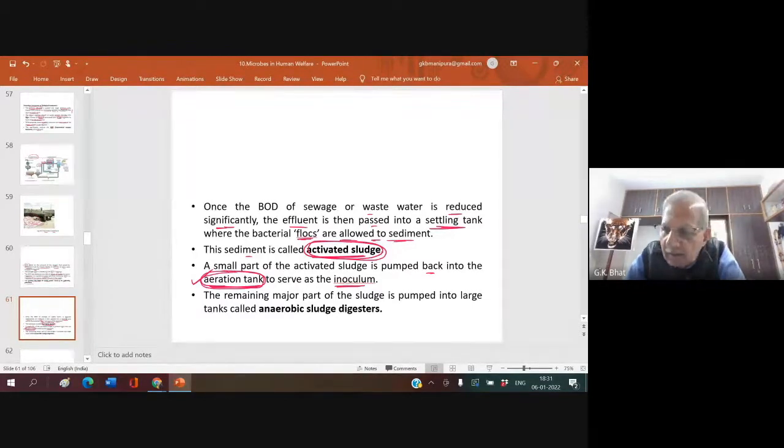Nadira? Yes, sir. Why is that? Who is this? Kavita or Nadira? Kavita, sir. Kavita, tell me, why is that small part of activated sludge added to the aeration tank?